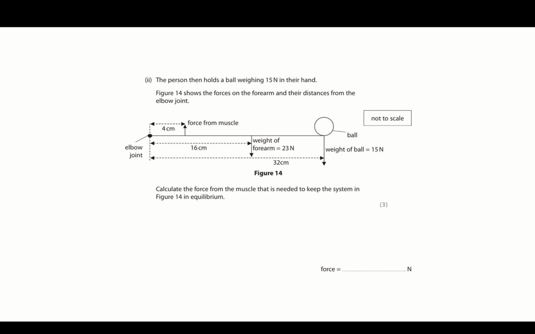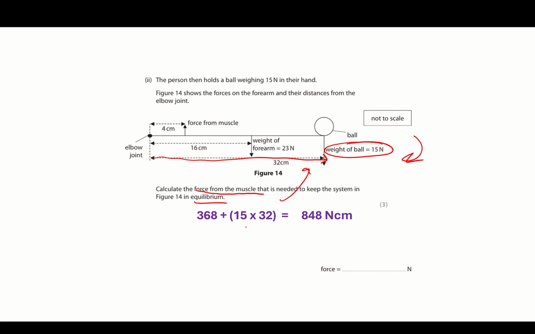The person then holds a ball weighing 15 newtons in their hand. So we did all the other parts now, and now we've got this additional force. It says calculate the force from the muscle that's needed to keep it in equilibrium. Okay, so we know that it was equal before. We've now got this extra part where we've got the weight of a ball and a new distance of 32. So we knew before it was 368, plus we've now got this 15 times 32. So now that we've worked all of that out for this side, hopefully that makes sense. We knew it was that from the previous question, and now I've just done the 15 times the 32.